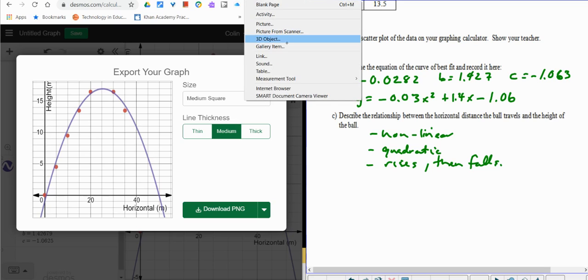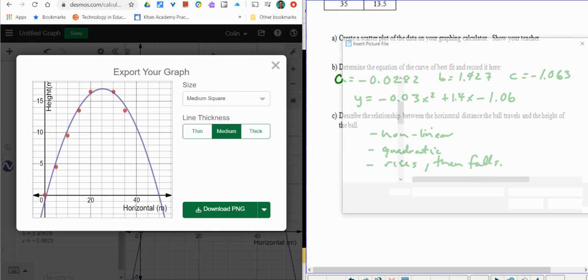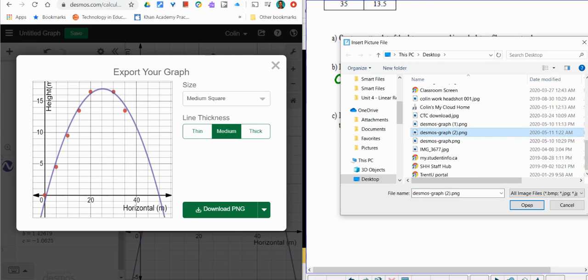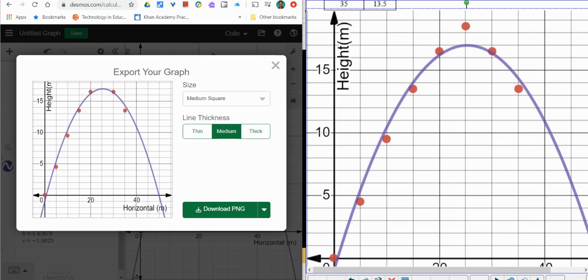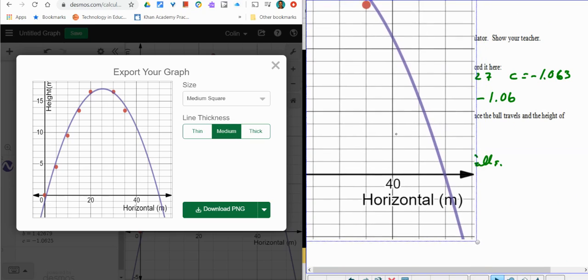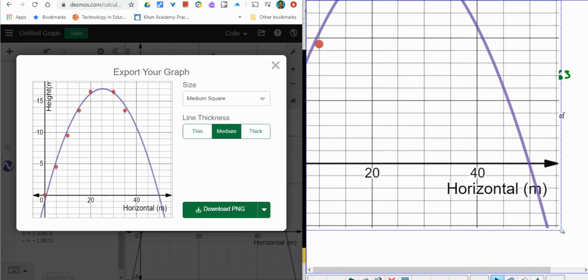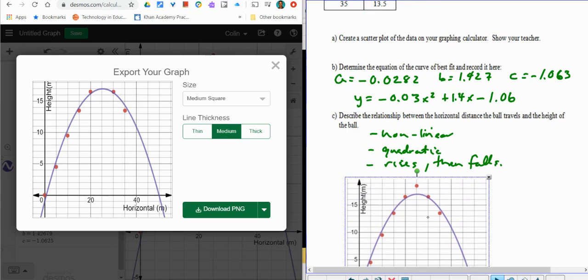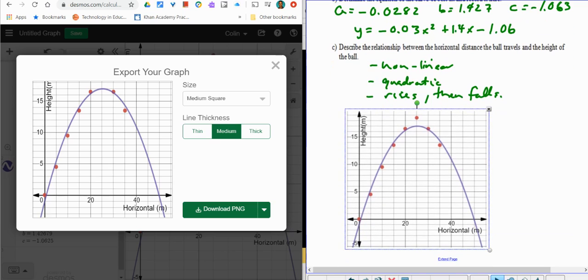Alright, insert picture, Desmos 2. It's going to make it really huge. And so, find the corner, zoom in, and there we go.